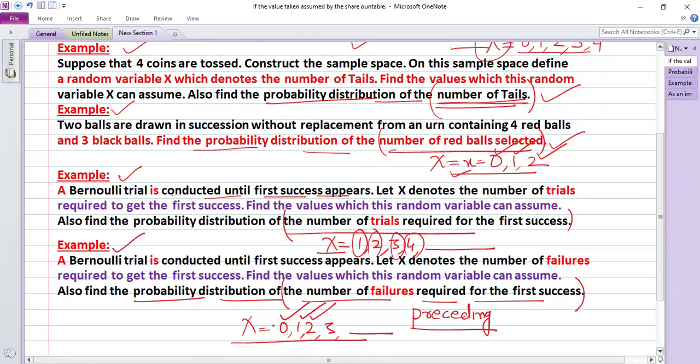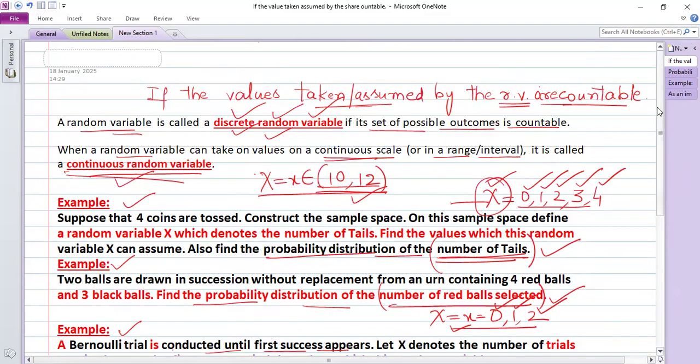So all these examples were discussed in the previous two lectures. If you are interested, please watch those lectures. But in all these examples, our random variable was taking a countable number of values, whether the number of values was finite or infinite. This is what we call a discrete random variable.